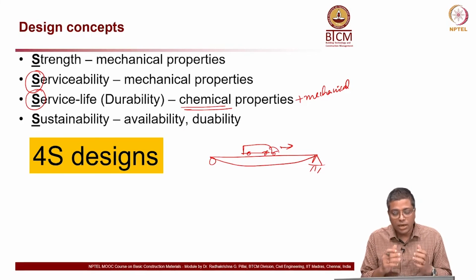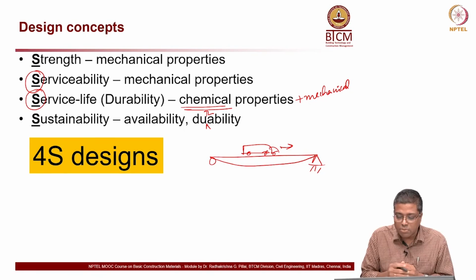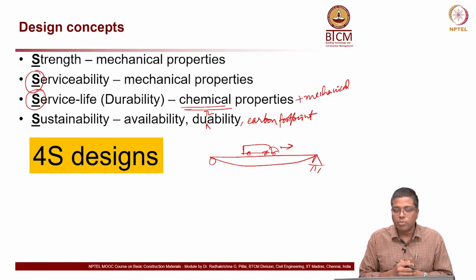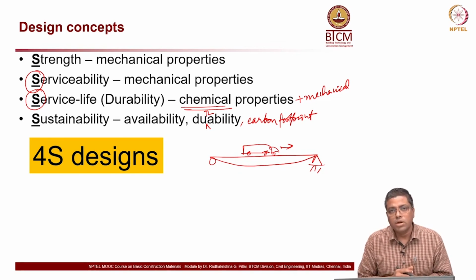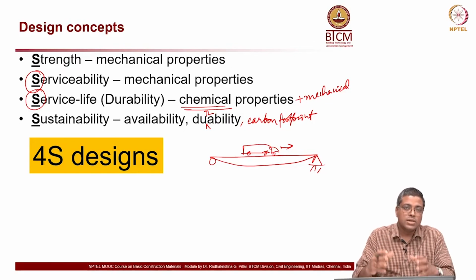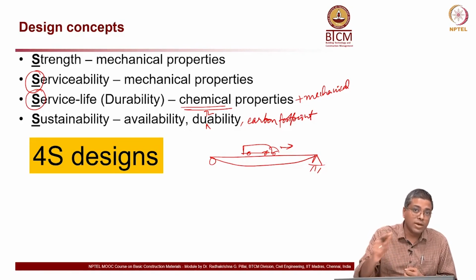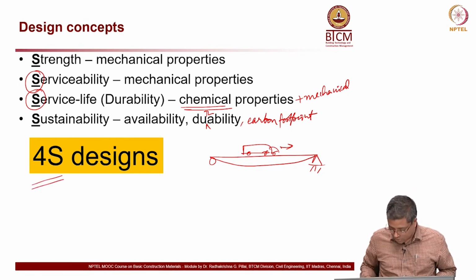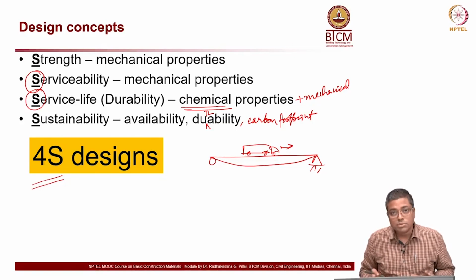Then sustainability is another thing where durability is very important, but you also have to look at availability of the material and the carbon footprint. There are many factors we have to consider when we talk about sustainability. People should like to use that thing forever, the technology should be sustainable, and at the same time that material should be available for as long as possible. So, I am going to call these the 4S for the design concepts. Do not worry only about the mechanical properties; you also have to think about other properties while designing structural systems.